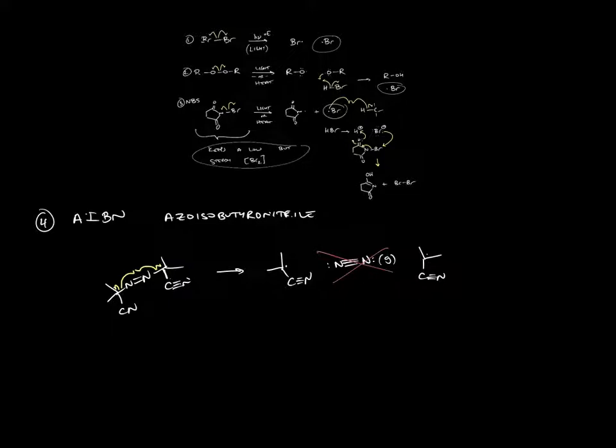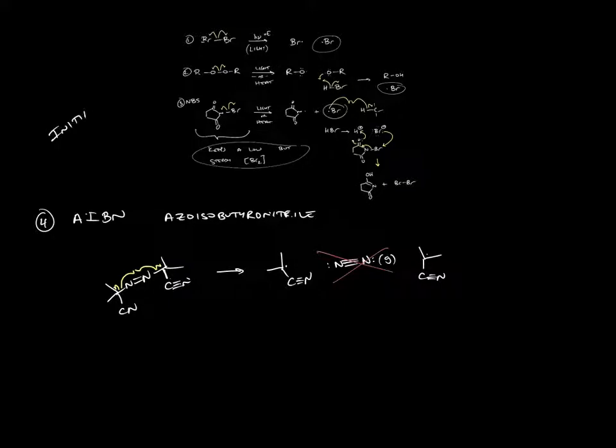Those two radicals can't get back together because they're so crowded, and therefore you end up making radicals that can facilitate any type of propagation or free radical reaction. So AIBN is just a really good way of making radicals. We use that a lot in making polymers, which we'll talk about next time. But for now, these are 4 different ways to carry out initiation reactions.